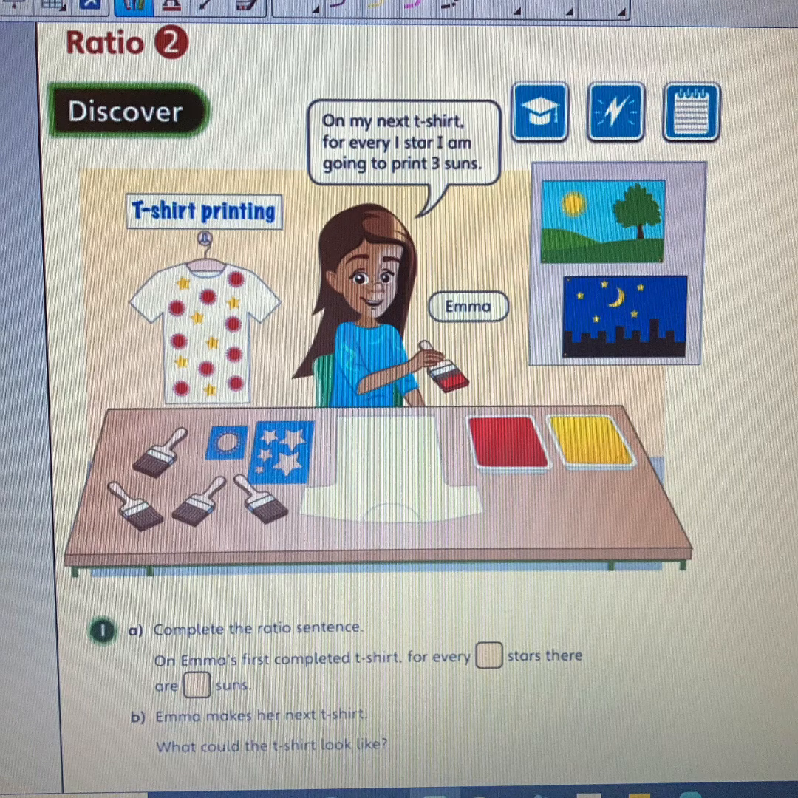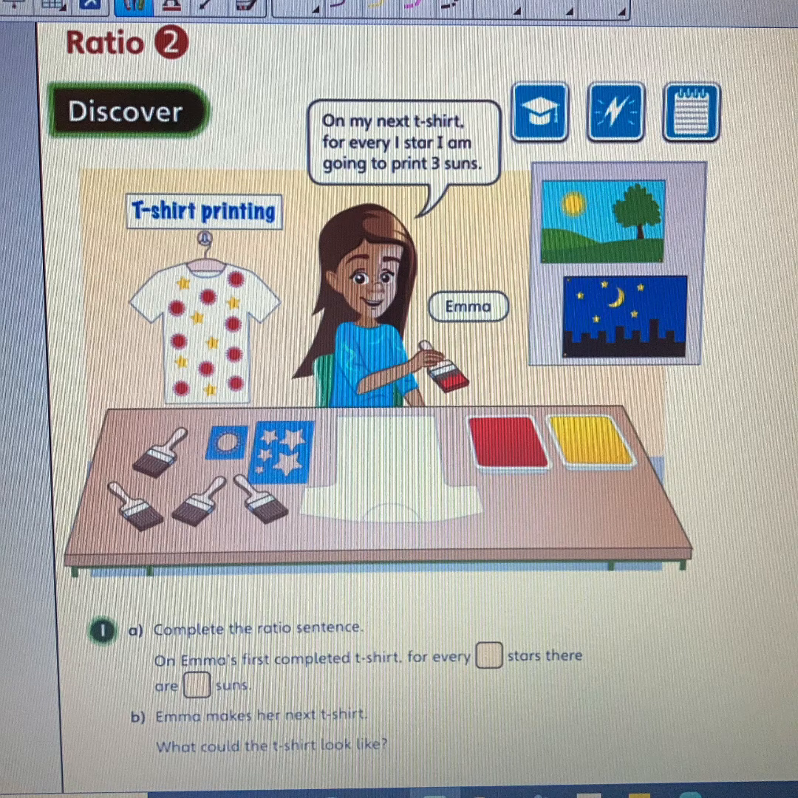Okay then, here is our discover. Today we've got Emma and she is doing some t-shirt printing. So 1A, complete the ratio sentence. On Emma's first completed t-shirt, and you can see it hanging up on the wall, for every how many stars, there are how many suns. That one should be a nice easy one to start us off. So on the t-shirt on the wall, how many stars are there for how many suns?